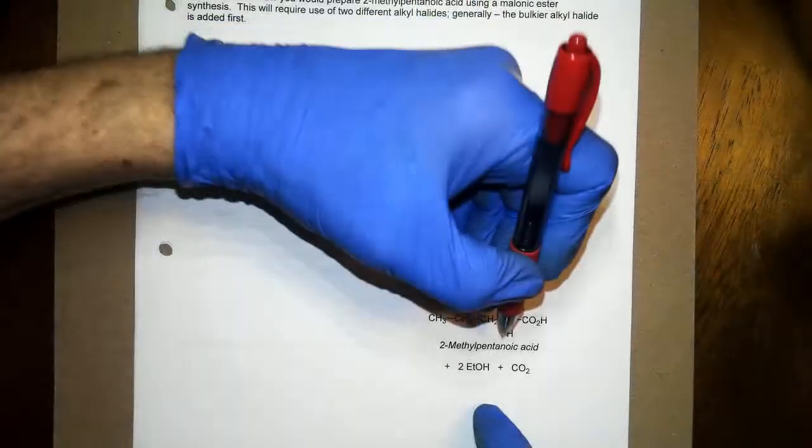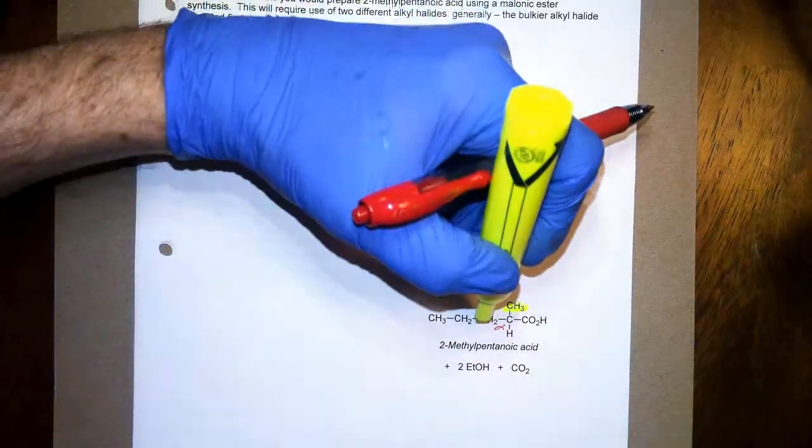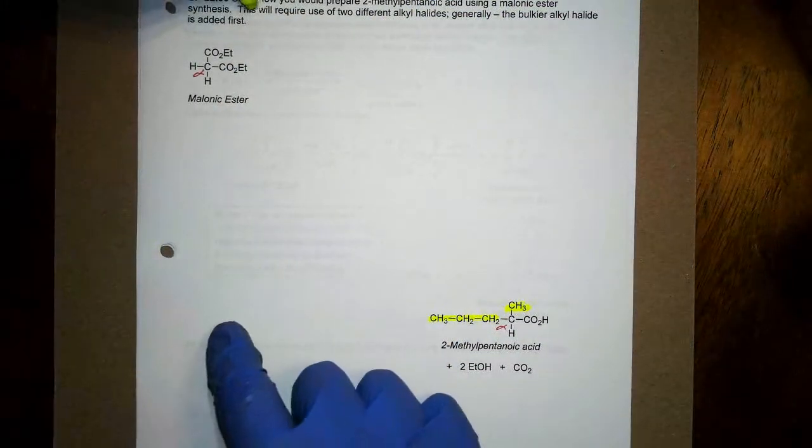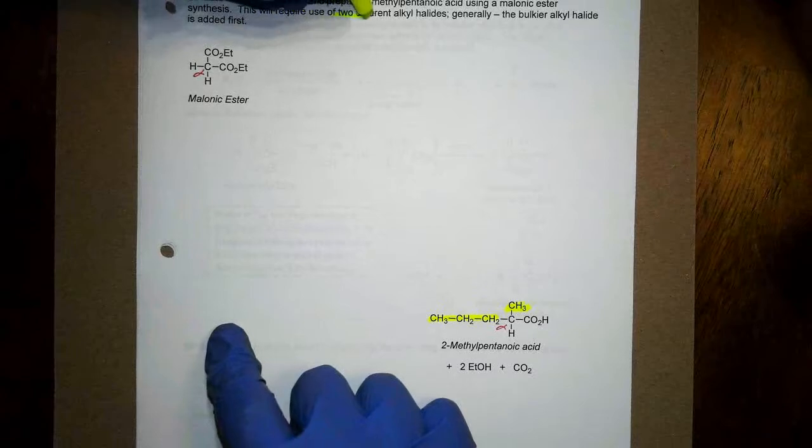Now here, guys, what do you always want to do? Find your alpha carbon. Find it over here as well. I hope you did. Let's highlight the R groups. We have a methyl and we have a propyl. Now, I made a note here. This will require the use of 2 different alkyl halides. In this case, we have a methyl halide and a propyl halide.